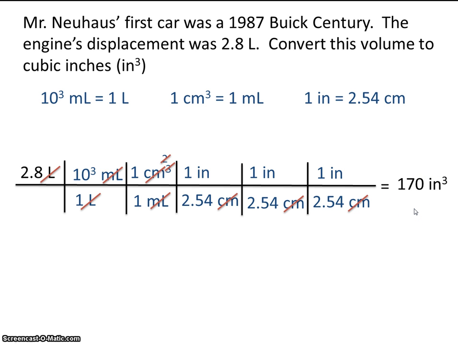So in your calculator, here's how you should do this. Multiply 2.8 times 1,000 times 1 times 1 times 1 times 1. And of course, you really don't need to plug in times 1. And then you don't need to press enter or anything like that. Then just do divided by 2.54, divided by 2.54, divided by 2.54. So practice with your calculator a little bit and make sure you can get an answer of 170.